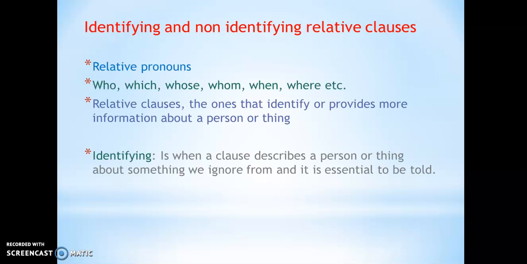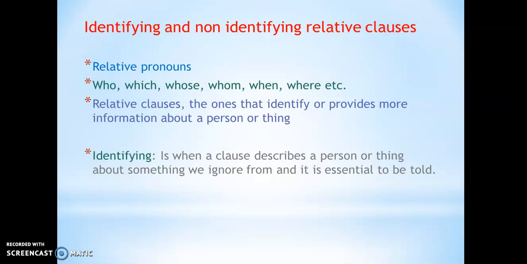So now we have the explanation of identifying and non-identifying relative clauses. That's the other part that is really important to understand. In here we have relative pronouns: who, which, whose, whom, when, where, etc. You know, these words usually make questions to find out about something or a person. In this case, what they do is provide much more information. They detail more about a subject or an object.